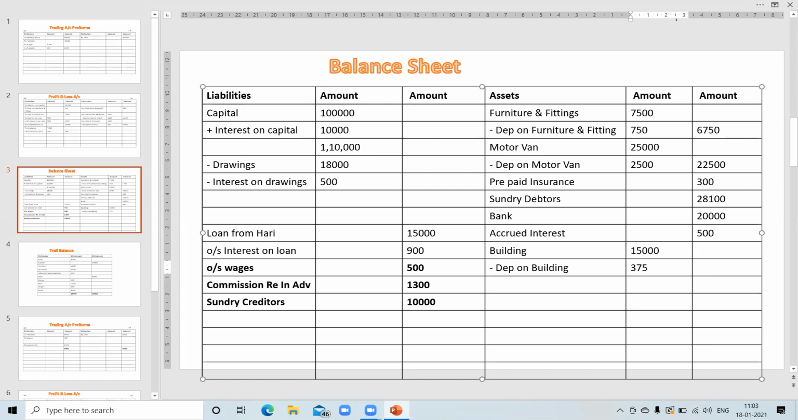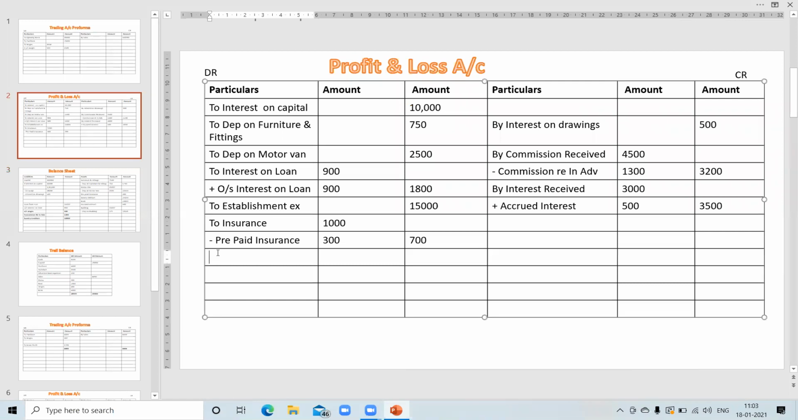So 375 rupees minus, just now the remaining balance 14,625. Again every adjustment again 2 times, therefore it is a loss of our company. Then profit and loss one is a debit side, depreciation on building, so 375.